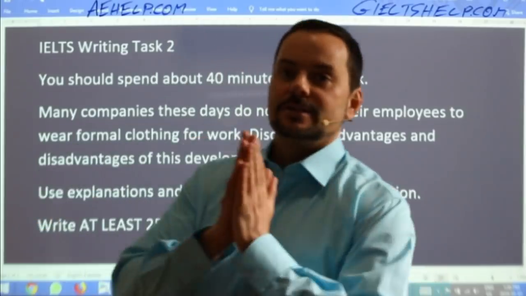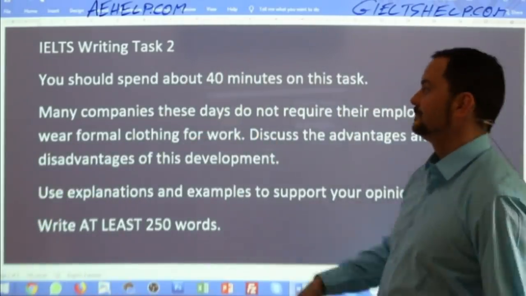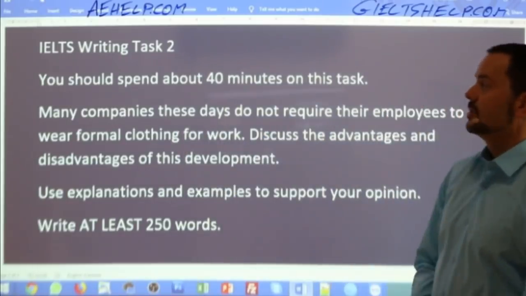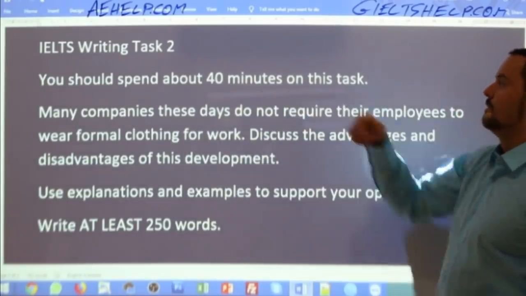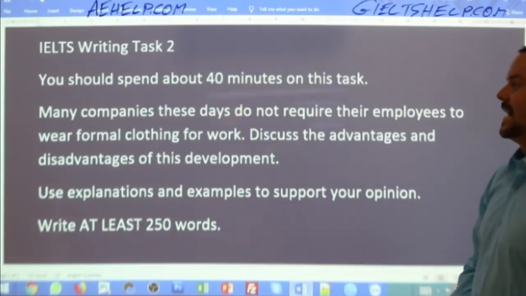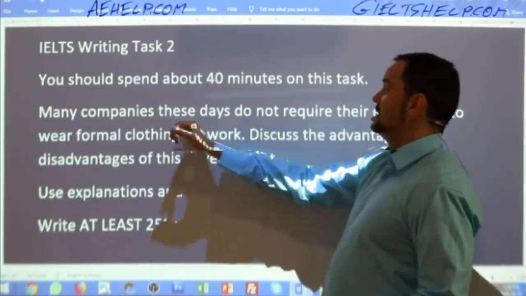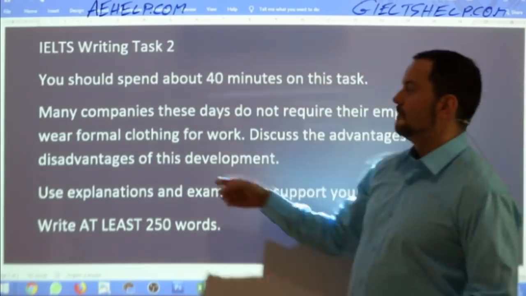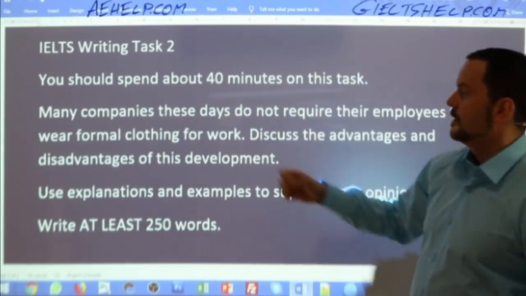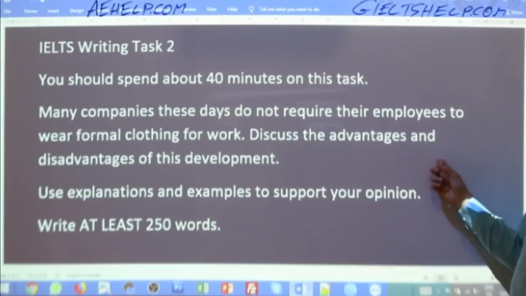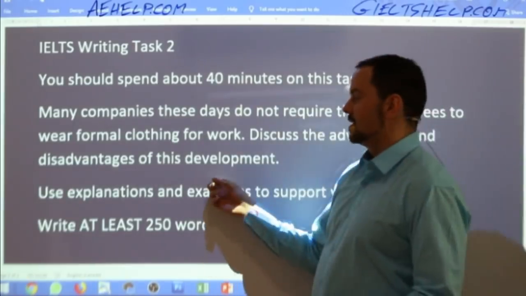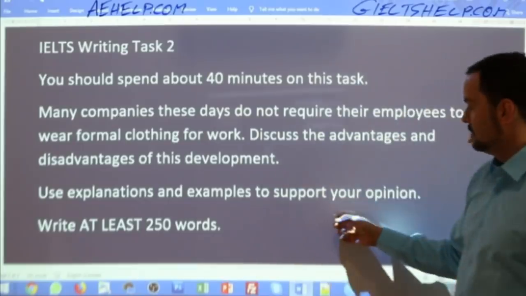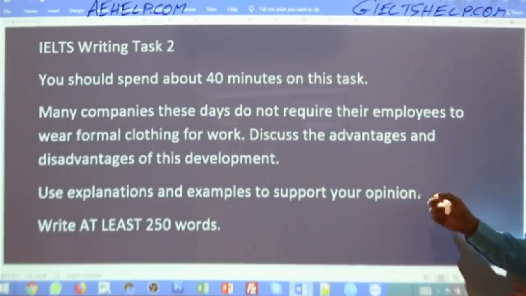Let's read it together. All right. IELTS writing task 2. You should spend about 40 minutes on this task. Many companies these days do not require their employees to wear formal clothing for work. Discuss the advantages and disadvantages of this development. Use explanations and examples to support your opinion.